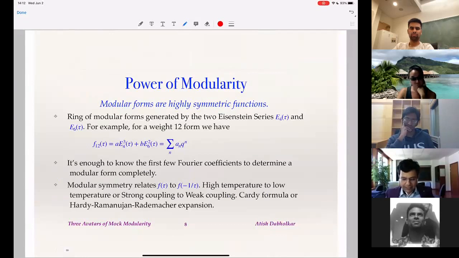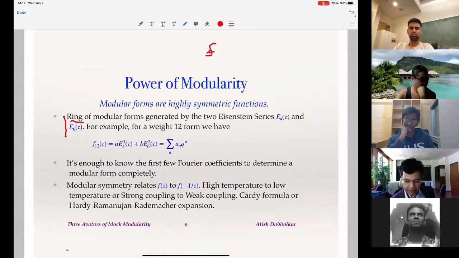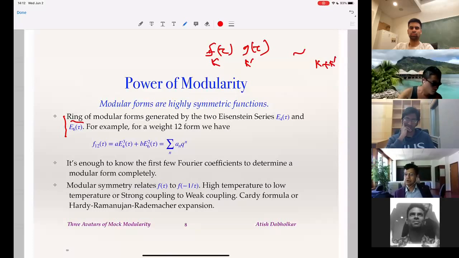The power of modularity basically comes from the fact that these are highly symmetric functions. A very important theorem is that the ring of modular forms, it's a ring because you can take one modular form f(τ) and multiply it by another modular form g(τ). And if this has weight k and this has weight k', you'll get something which has weight k+k'. You will again get a modular object. So basically you generate modular objects by multiplying them. So it's a ring. And this ring is generated by just two Eisenstein series.